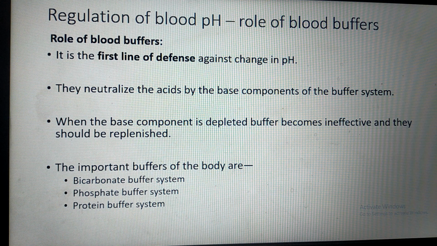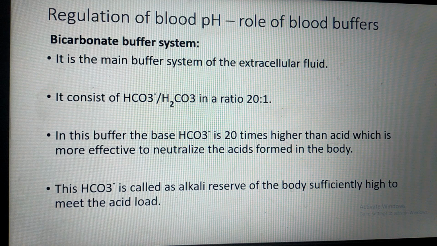These buffers neutralize the acids by the base component present in the buffer system. When the base component is depleted, the buffer becomes ineffective in neutralizing the acids, and then they should be replenished. The important buffer systems of our body are bicarbonate buffer system, phosphate buffer system, and protein buffer system. First is bicarbonate buffer system.